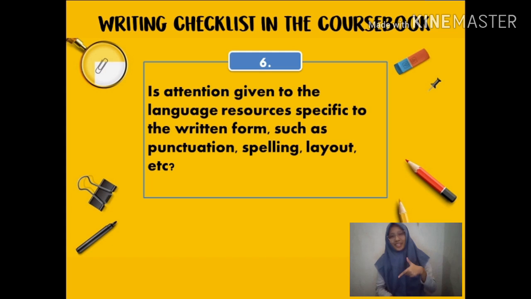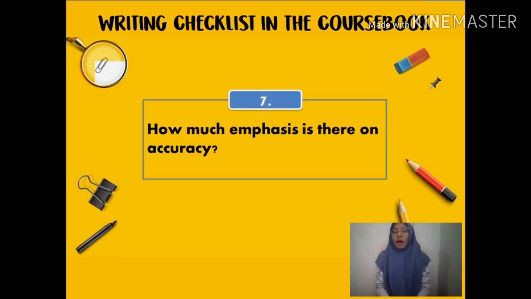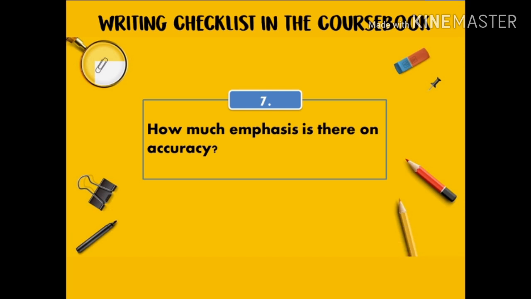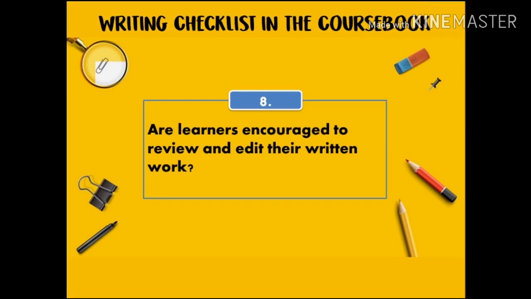Next, checklist number 7. Accuracy refers to how students use the necessary vocabulary, grammar, and punctuation correctly, such as verb forms, past tense, present tense, and so on. Like articles, a and the, and prepositions in, on, from, at, and etc. Accuracy is a crucial thing in writing. So, if we want to create good writing, we should pay attention to accuracy. So, the course book must provide information or explanation related to accuracy.